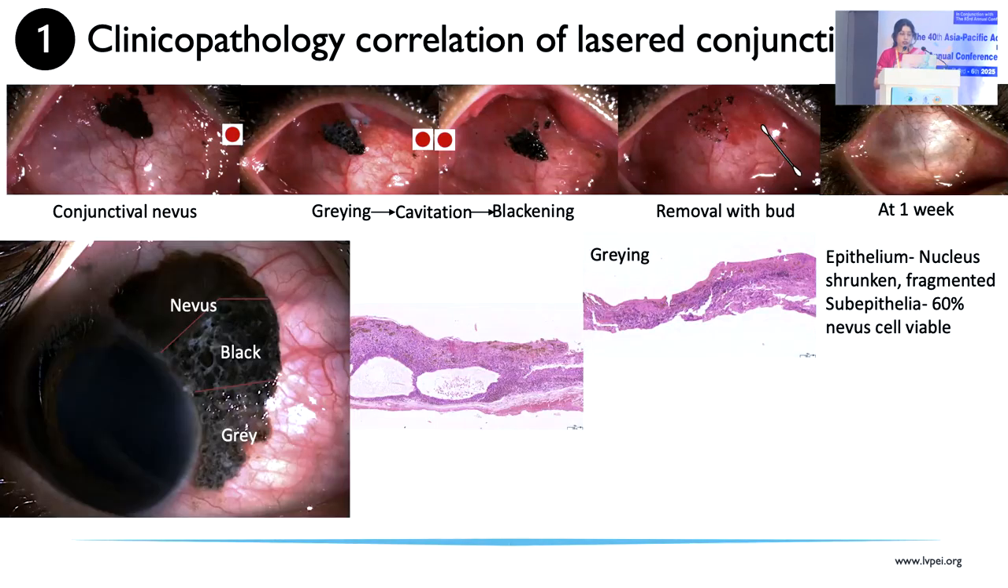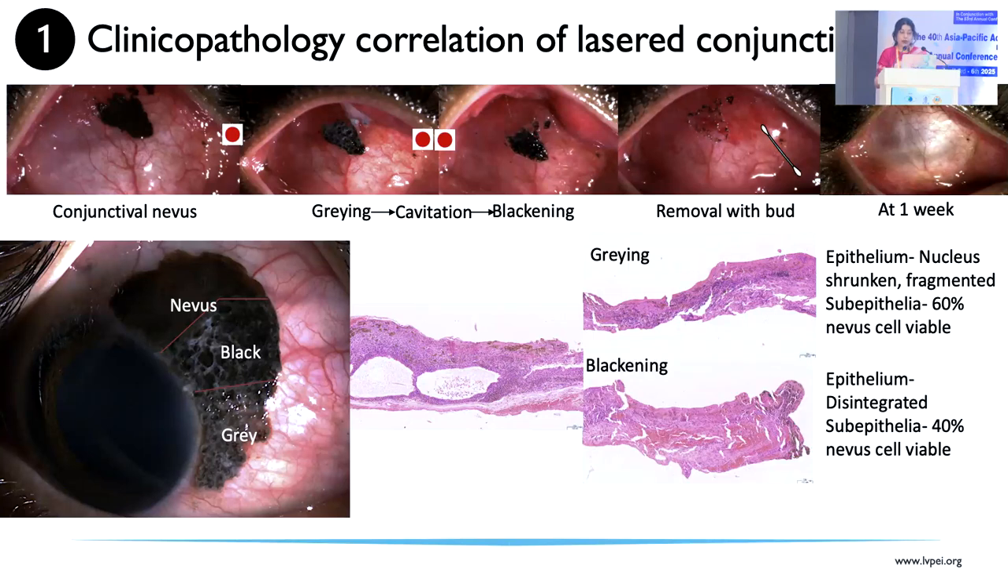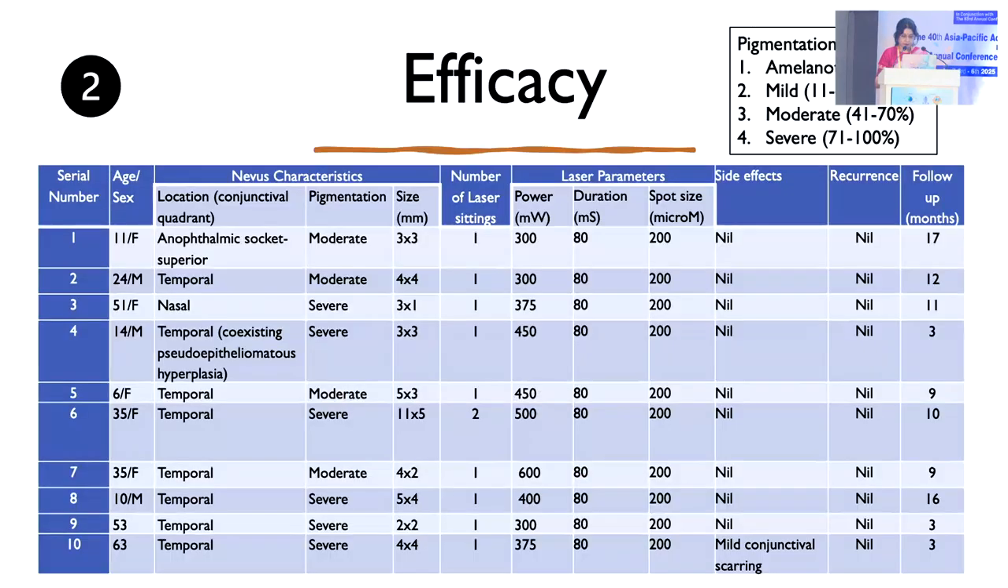We also looked into the histopathology in this one particular case where the gray part of the visual change corresponded to nuclear fragmentation in the epithelium, and in the subepithelium 60% of the nevus cells were still viable, whereas in the blackening change the viable nevus cells came down to 40%.